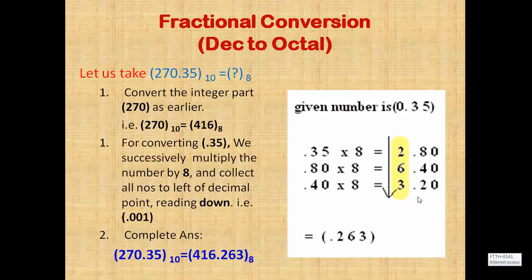So for example, in this case, again this is 0.20. We can also multiply 0.20 by 8. It becomes 1.6. So we can keep on with this process up to 3, 4, 5 steps. I am stopping this process after 3 steps here.